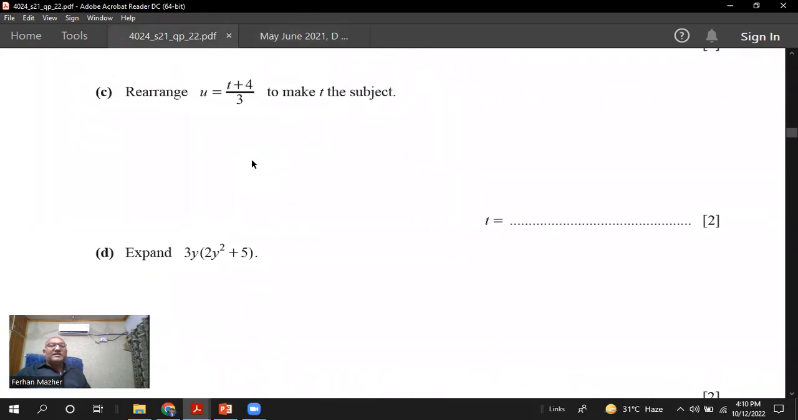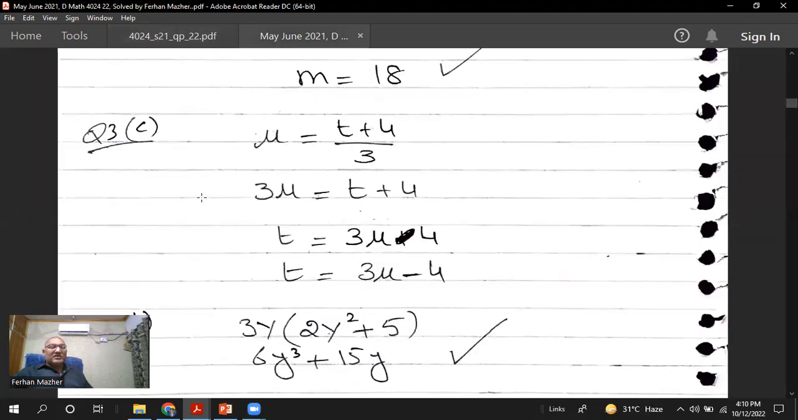Okay, the next part, C part, is a 2 marks question. He says rearrange u equals t plus 4 divided by 3 to make t the subject. We want t to be the subject of the formula. So u is equal to t plus 4 by 3. Take this 3 to the other side. 3u is equal to t plus 4. Take this 4 to the other side. So t will be equal to 3u minus 4. So now you can see t is the subject of the formula.